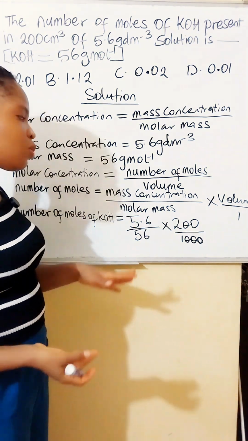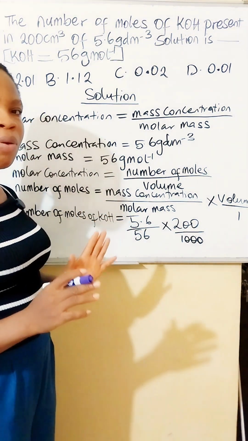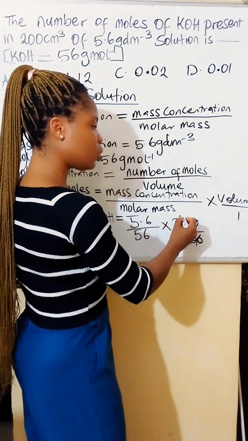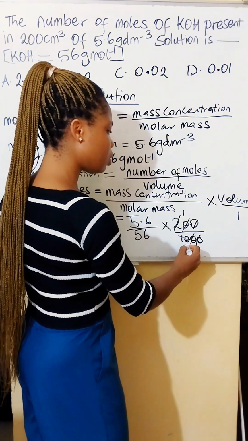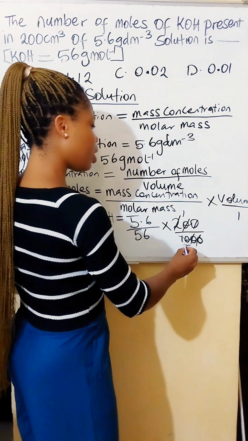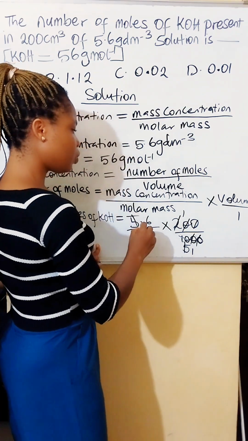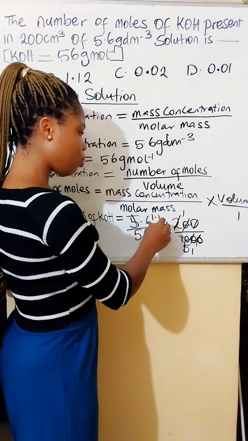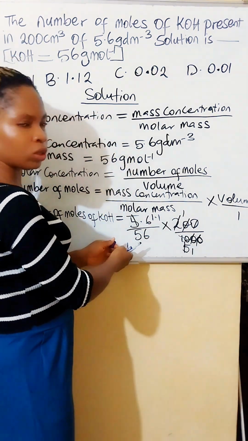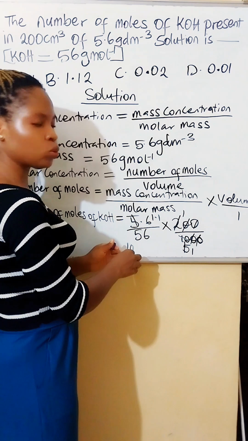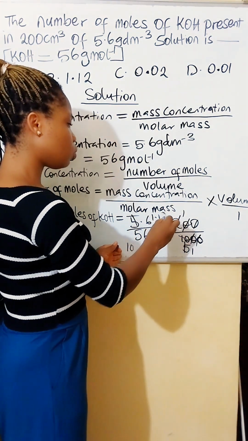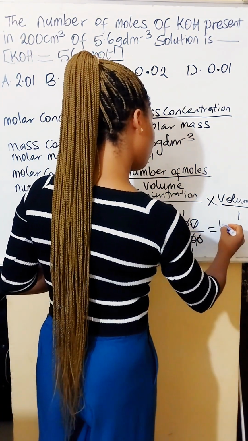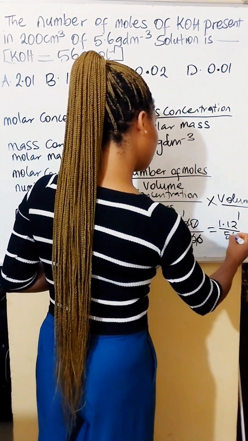You can go ahead to use your calculator to get your answer, but this is how I always prefer to do mine. 0 cancels out 0, 0 cancels out 0, 2 into itself is 1, 2 into it is 5. Okay, then 5 into itself is 1, 5 into 5 here, we have 1. 5 into 6 is 1, remainder 1. 5 into this one, it won't go. Then we put 0. 5 into 10 will give us 2. So we have 1.12 up here. So we have 1.12 over 56.